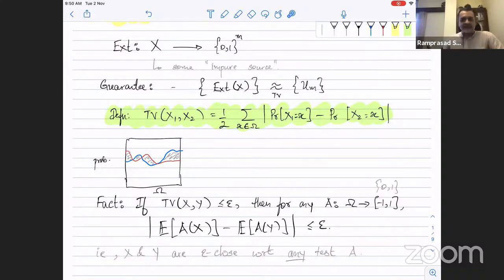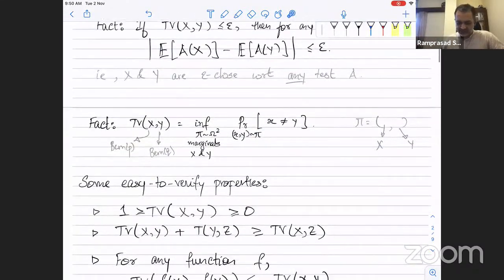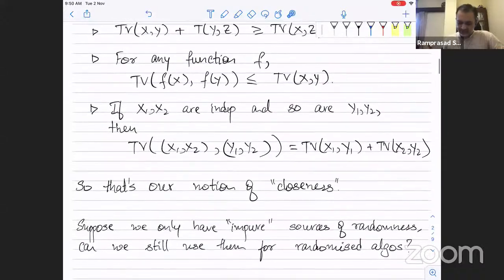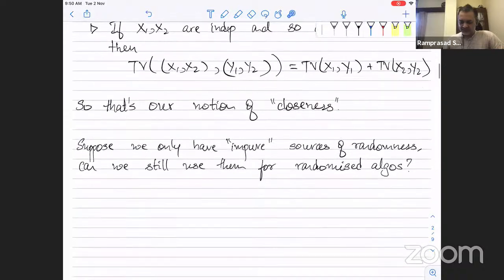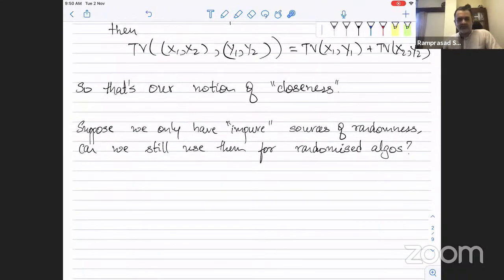Okay. So suppose we did have such a thing, and now I have a randomized algorithm which I want to run, but the only thing I have at hand is some impure source. Somebody told us, by the way, here is an extractor for this impure source. It seems to do reasonably well. So let's ask ourselves, suppose we have this impure source and an extractor, can we still use it for randomized algorithms? Okay. So what would we do in such a situation?